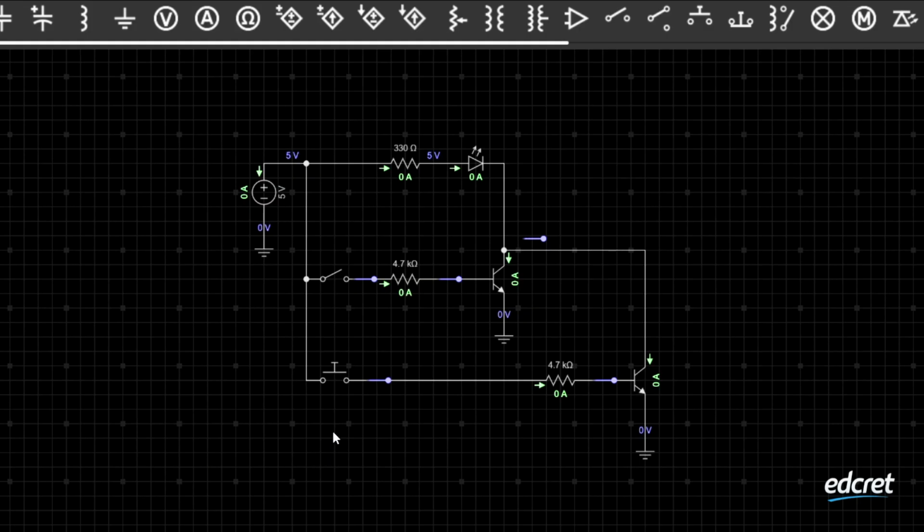The working principle is simple. If any one transistor turns on, current flows through the circuit and the LED turns on. That is exactly the behavior of an OR logic gate.